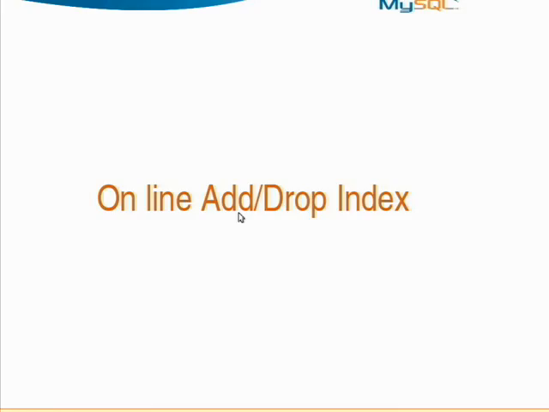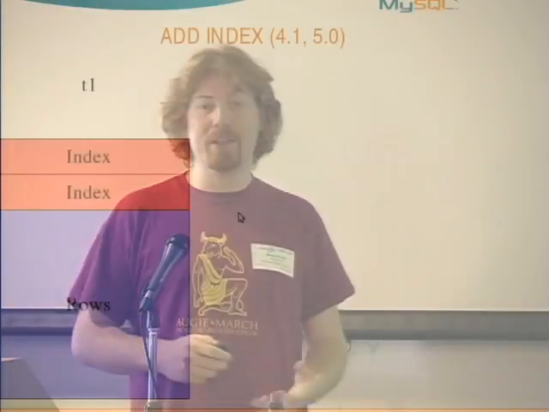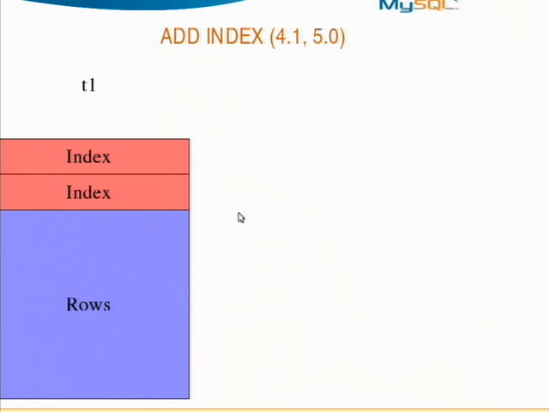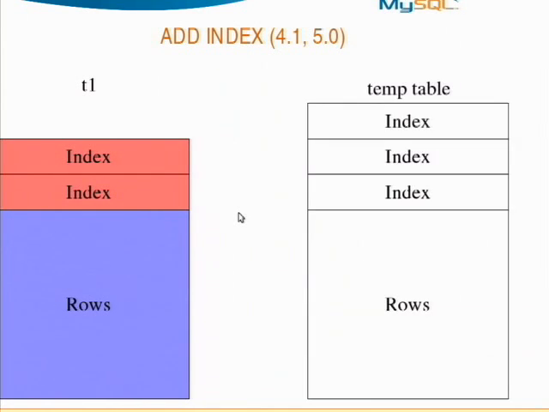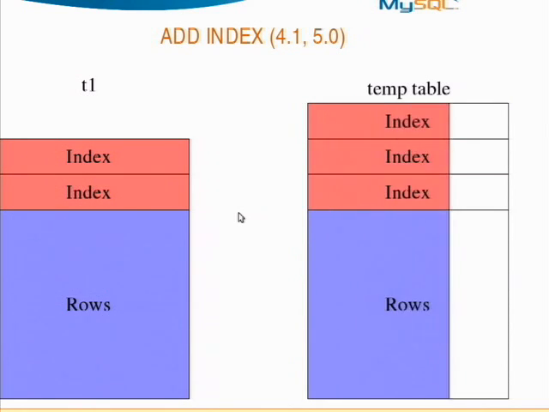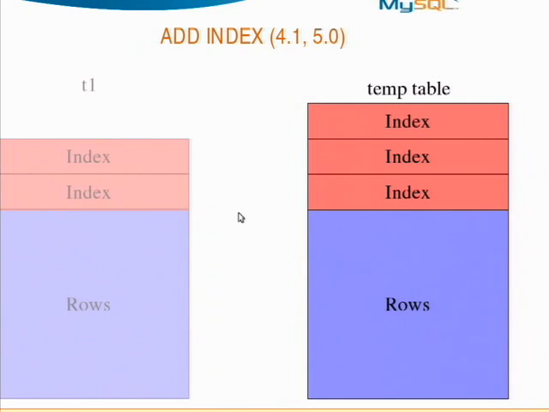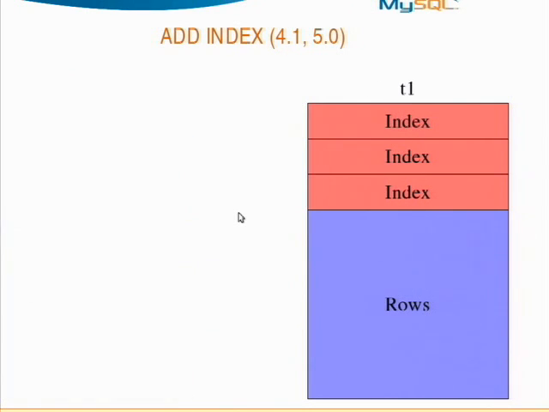So, online add drop index. As people probably know, when you want to do even an alter table or add an index to a table in MySQL, we create a temporary copy of the table that looks exactly how we want our table to be. Then with a lock held, we copy every single row and do inserts, inserts, inserts until it's filled. We then delete the old table and rename the temporary table.